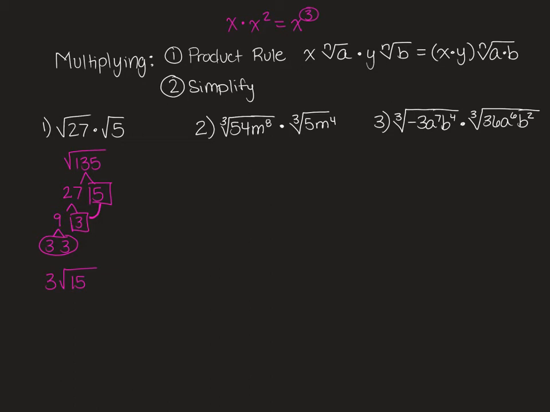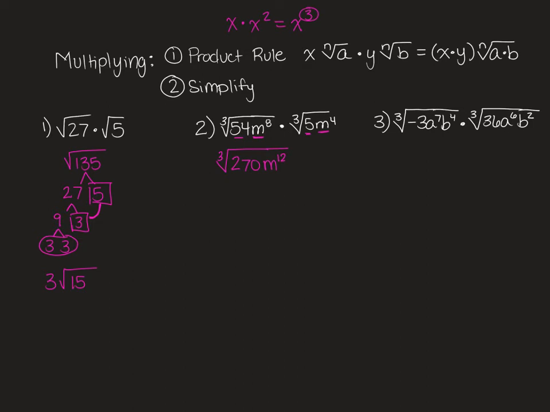Let's multiply the inside. So 54 times 5 will give me the cube root of 270. M to the 8th times m to the 4th. You add your exponents, so 8 plus 4 is 12. So we have m to the 12th.